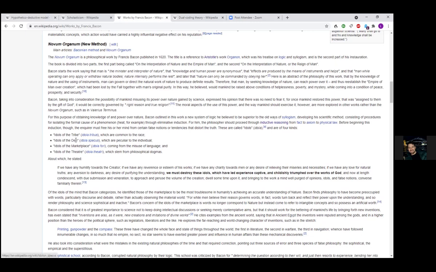Is it idols of the den? What's the idol of the den? I get the tribe, that's independence, right? I'm just reasoning from what these words say. It says idols of the den. It sounds like biases, like bias for yourself, like cognitive bias or confirmation bias, things like that.